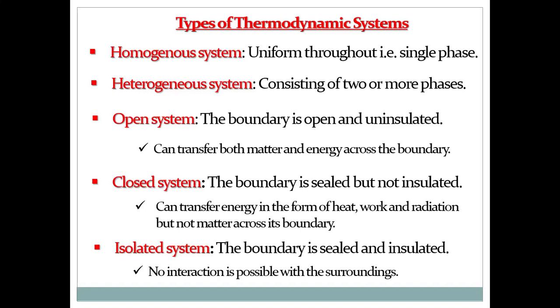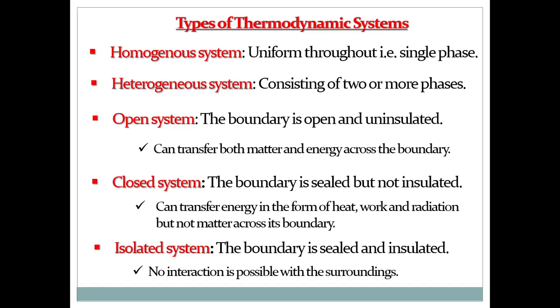So, types of thermodynamic systems. We have the homogeneous system. In a homogeneous system, there is always a single phase. It is uniform throughout. There is no separation between the phases. Take an example, more like in chemistry, where you have miscible liquids which have only one layer. So it's more like miscible liquids. It has only one single phase. A heterogeneous system consists of 2 or more phases.